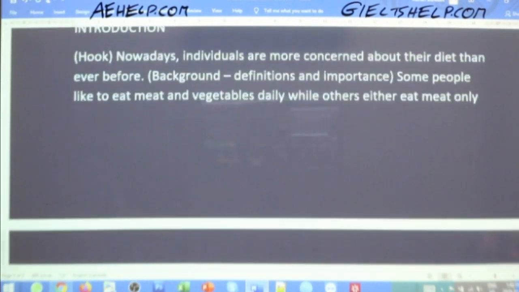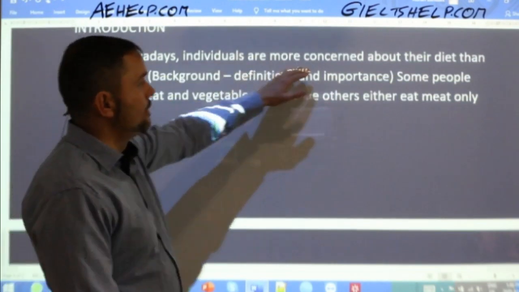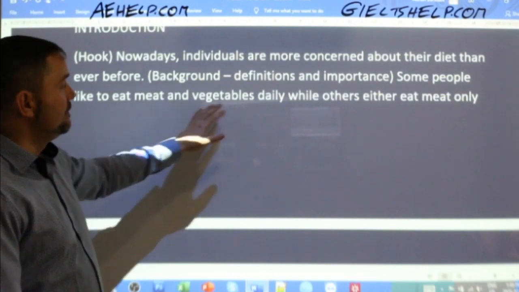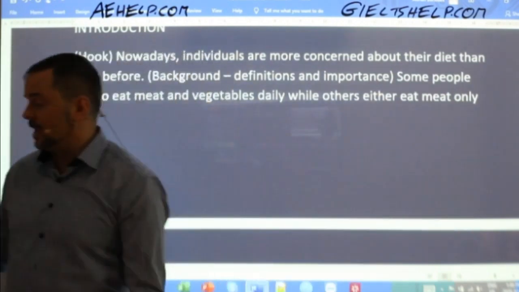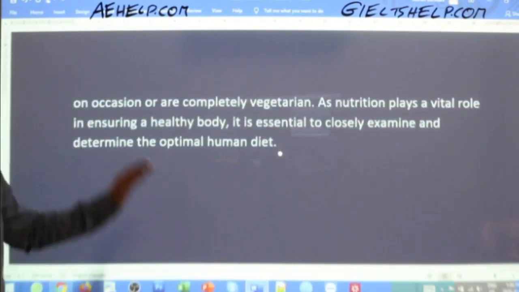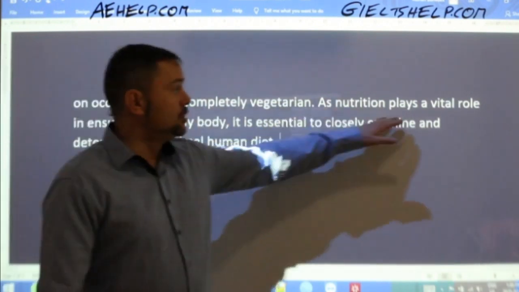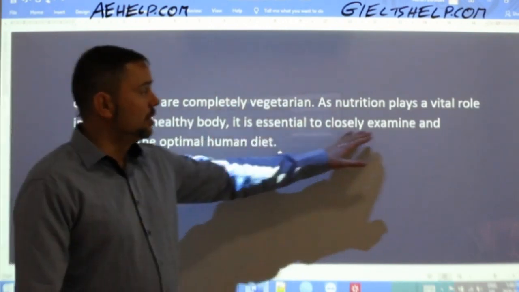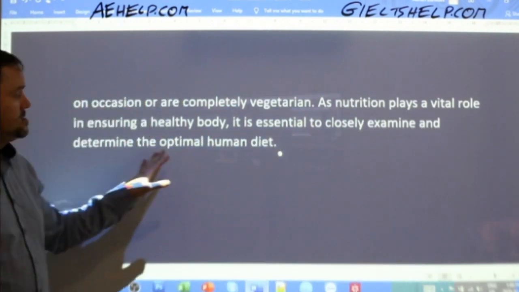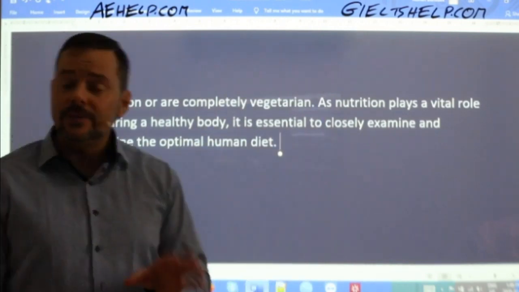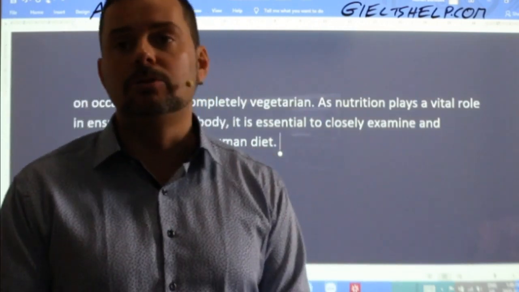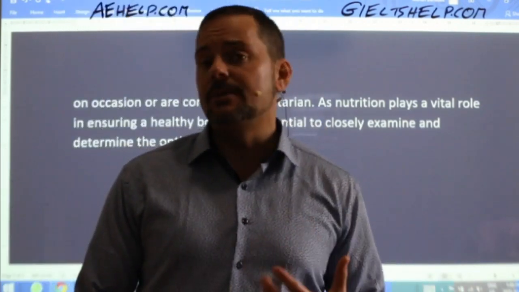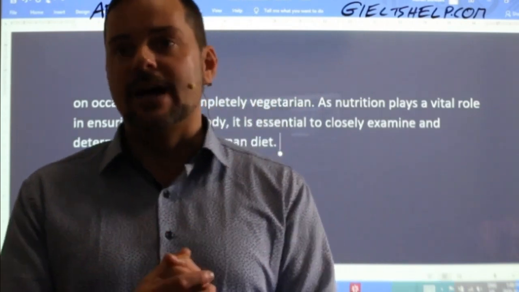All right. So nowadays, individuals are more concerned about their diet than ever before. Some people like to eat meat and veggies daily, while others either eat meat only on occasion or are completely vegetarian. As nutrition plays a vital role in ensuring a healthy body, it is essential to closely examine and determine the optimal human diet. Write that, and I guarantee you're on your way to a band 9. Okay? Doesn't have to be the same words or even the same grammar. It's the concept that you have to follow there.